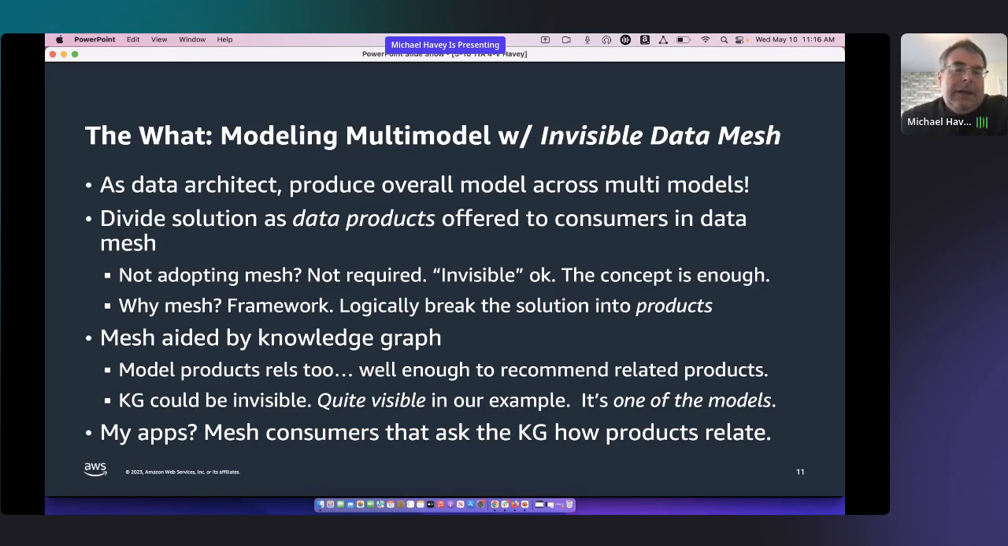It's probably the case if I were to adopt this approach that I am actually already adopting knowledge graph. And in fact, in my model, knowledge graph is serving two purposes. It's one of the models. It's also a way of asking questions about the overall multi-model approach. And in this scheme, my apps are really mesh consumers that ask the knowledge graph questions about how products relate to each other.